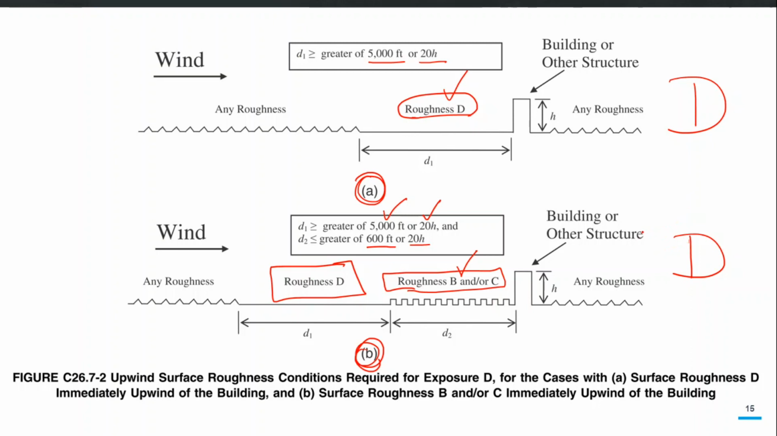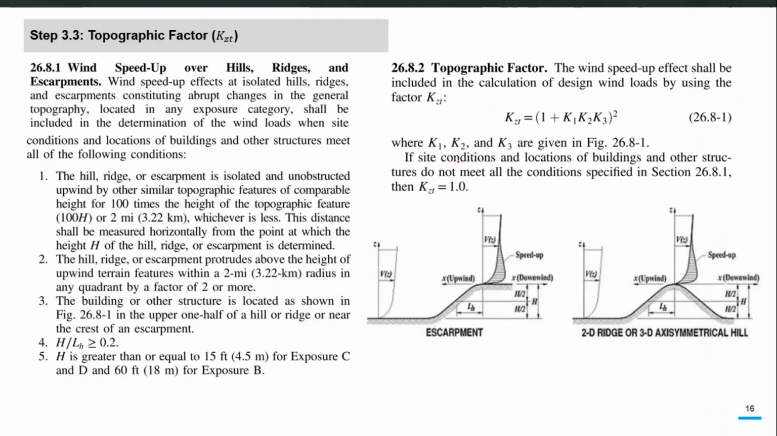So the summary is that based on your roughness category B, C or D, and for how much distance those roughness categories are extending from the face of the building to your upwind side, and how much is the height of your building, based on these three things you will be assigning the exposure category B, C or D to your structure. So this is how you will be assigning the exposure category to your site and structure.